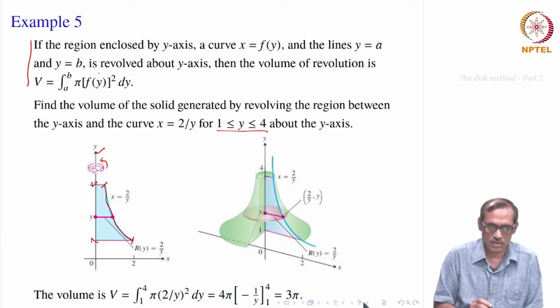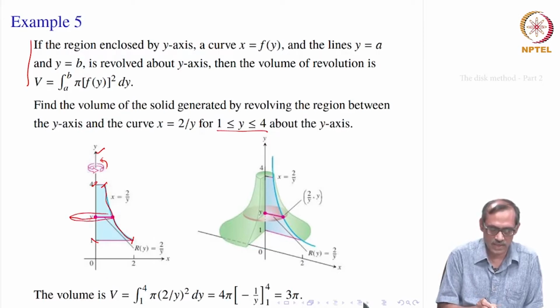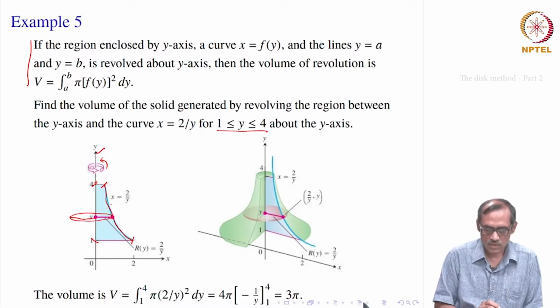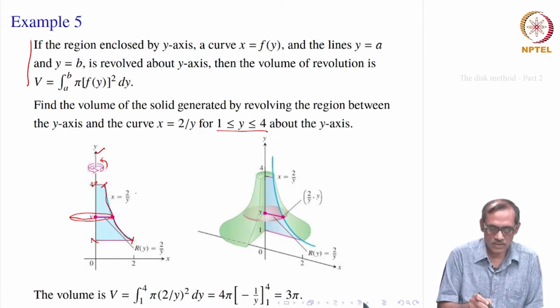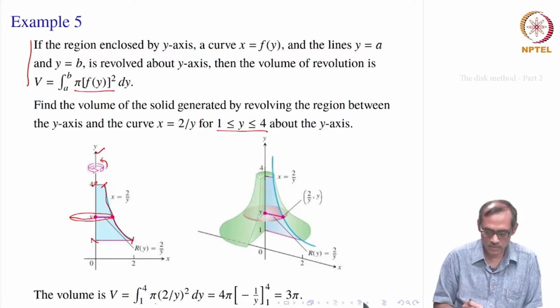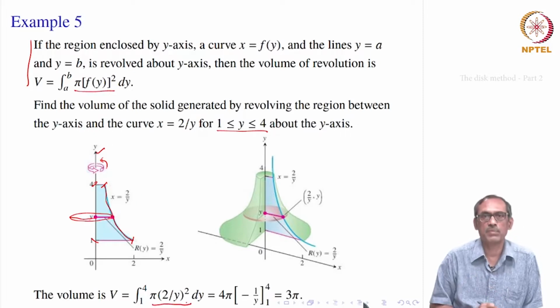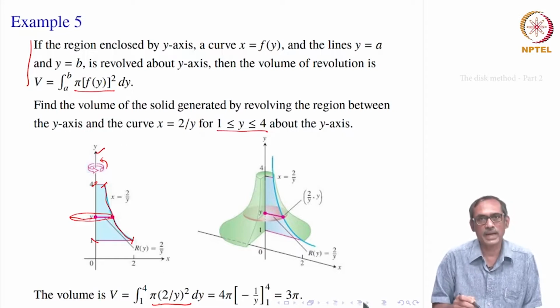So, we just go back to our formula because this is generating a disk here, as that slice becomes a disk easily due to the revolution around the y axis. And here x is a function of y. So, it is pi times f of y square, which is pi times (2 divided by y) square. So, volume is simply the integral from 1 to 4 of pi times (2 divided by y) whole square dy.